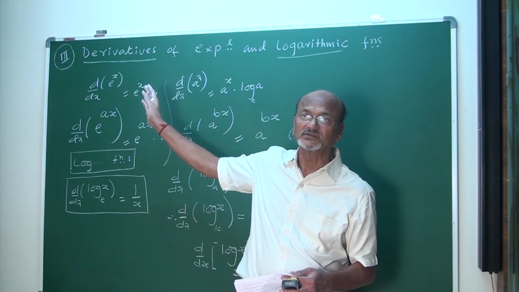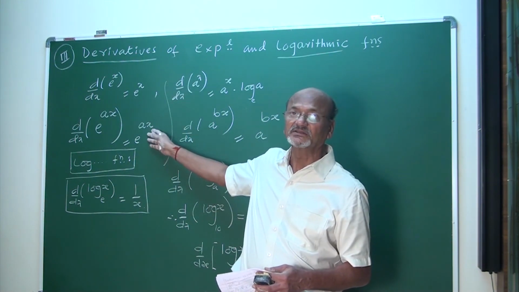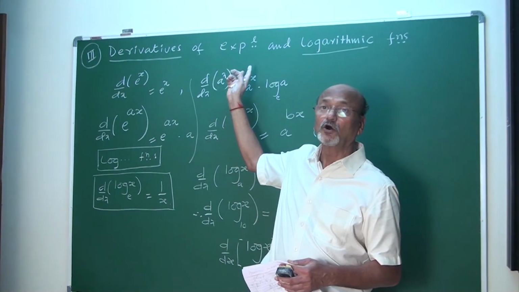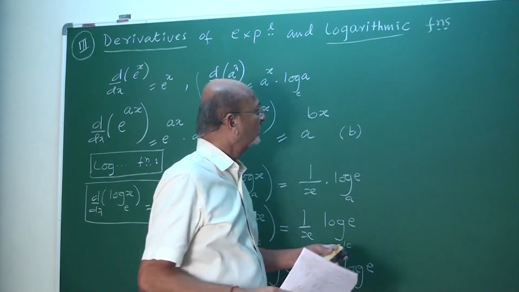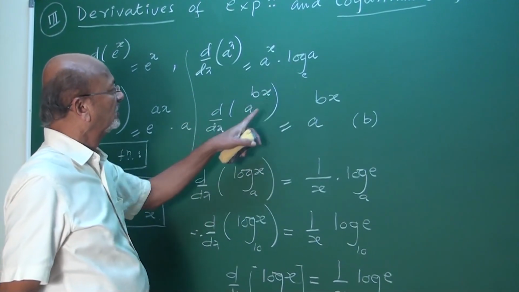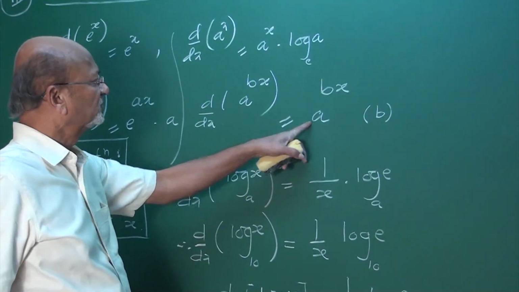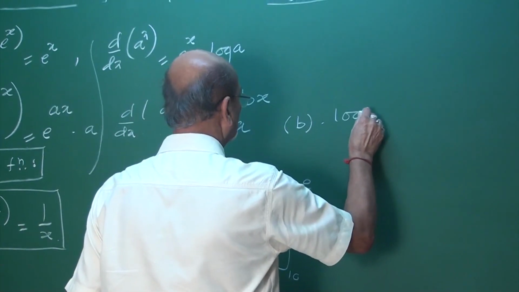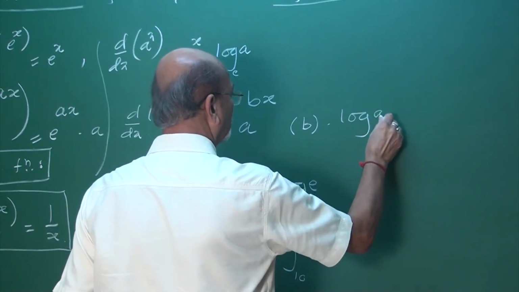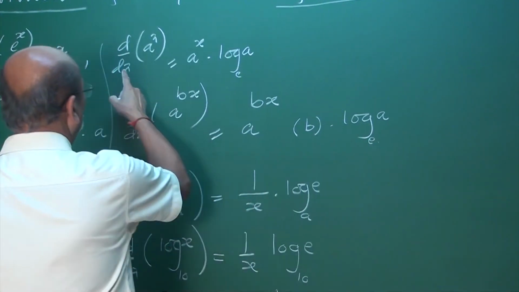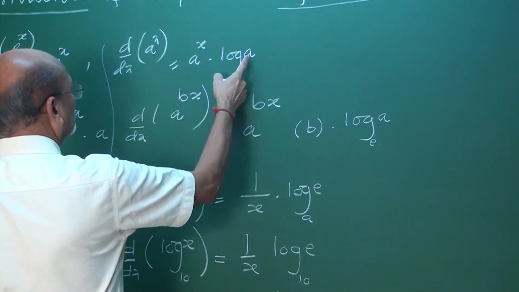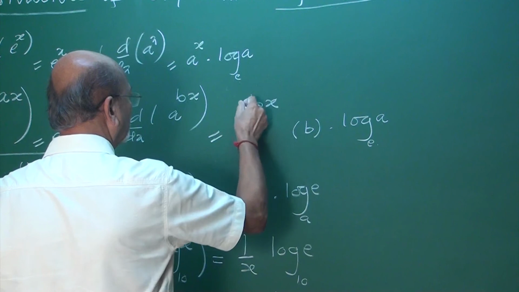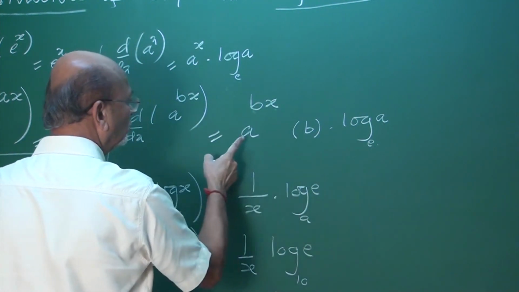Exponential: the derivative of e to the power x is e to the power x. For e to the power ax, other than x, it is e to the power ax into a. For a to the power x, it is a to the power x into log a. For a to the power bx, keep it as it is, and multiply by the derivative of bx, which is b, and by log a to the base e. My friend, I have not written it here. Bx as it is, and its derivative, other than x, is multiplied.